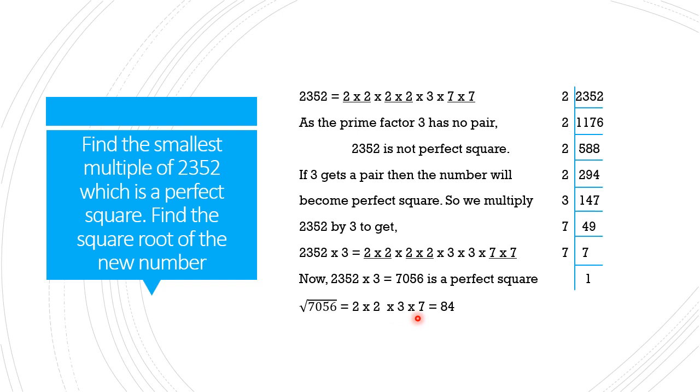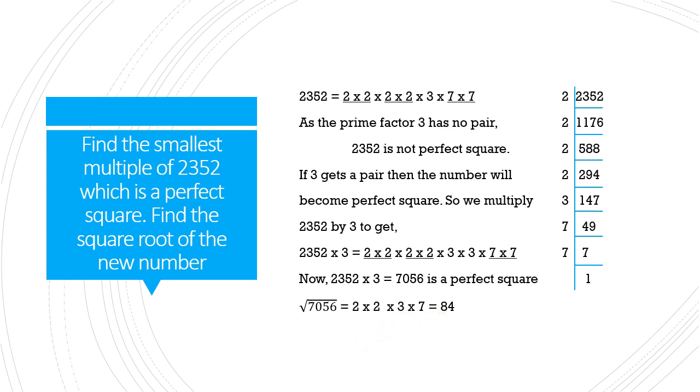So multiplying, we get 84. So 84 is the square root. Okay. So first of all, prime factorize the number, then write it in this form as an equation, then see which factor is not in pair. So take that number and multiply both sides. This is an equation. This is the left side and this is the right side. So both sides we multiply by the factor 3. By multiplying by 3 we get 2352 into 3 is equal to 7056, and from the right side we take each factor one time and multiply to get the square root.